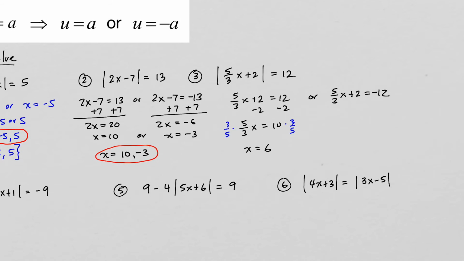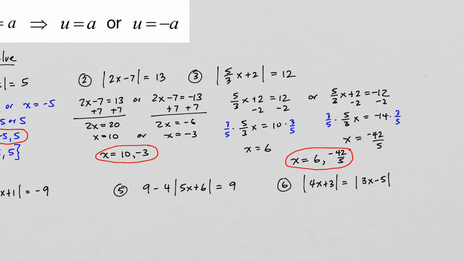And then we solve the second equation the same way. Subtract 2 from both sides. We get 5/3 x equals negative 14. Multiply both sides by 3/5. And we end up with x is equal to negative 14 times 3 is negative 42 divided by 5. And this is our answer. All we need to do now is write them by separating them with a comma. So it's a relatively straightforward process.